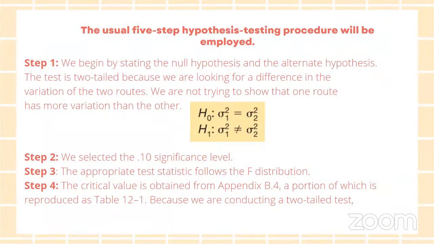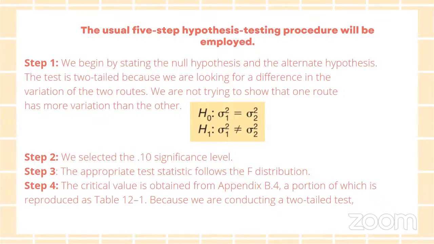The usual 5-step hypothesis testing procedure will be employed. Step 1. We begin by stating the null hypothesis and alternate hypothesis. The test is two-tailed because we are looking for a difference in the variation of the two routes. We are not trying to show that one route has more variation than the other. Step 2. We selected the 0.10 significance level. Step 3. The appropriate test statistic follows the F distribution.